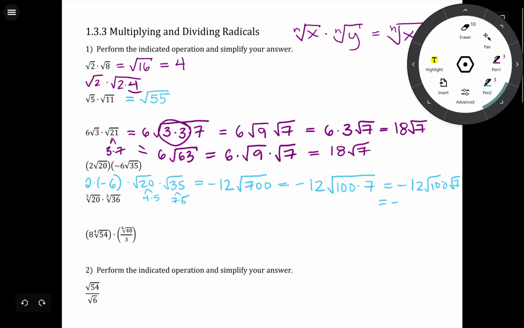So I get negative 12 times 10 times root 7, which is negative 120 root 7. Okay, showing lots and lots of steps. You don't have to. People always get worried that I'm going to expect to see that many. Whatever works for you is great, within reason. If you show me 0 steps, I can't see what you're thinking at all. And sometimes that's not okay. Sometimes it is, sometimes it's not. If in doubt, ask. Okay, cube root of 20 times cube root of 36.